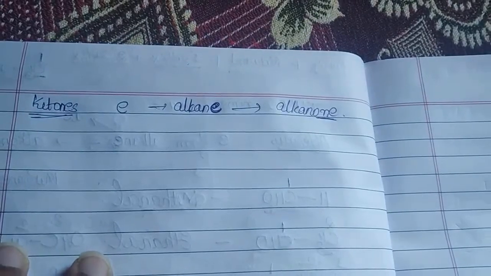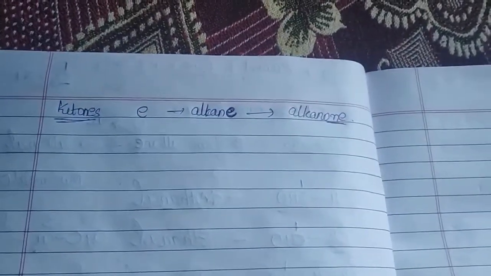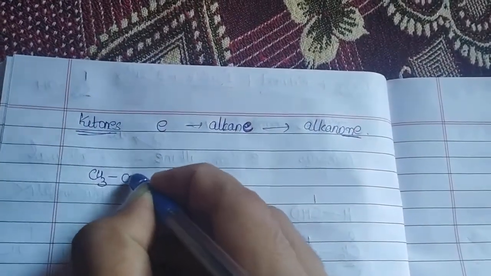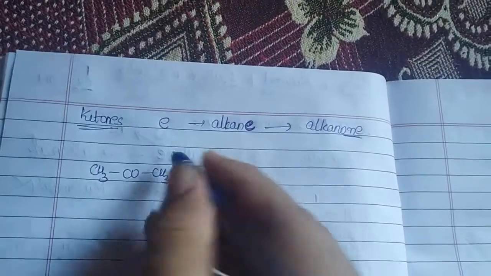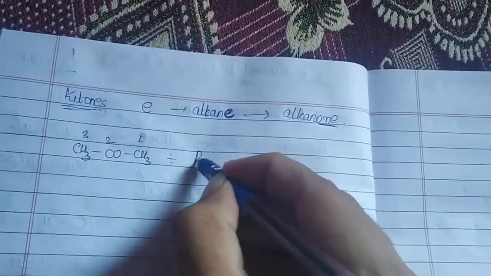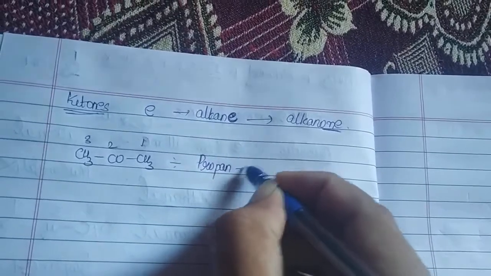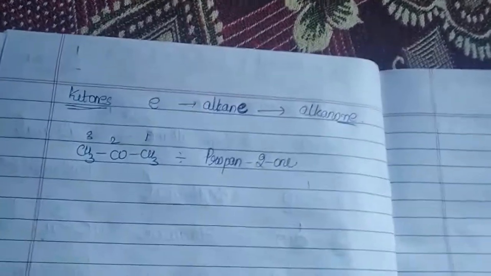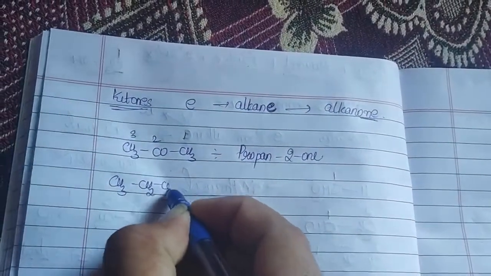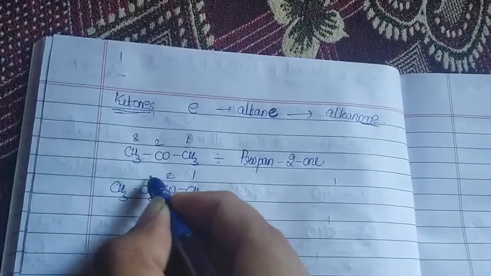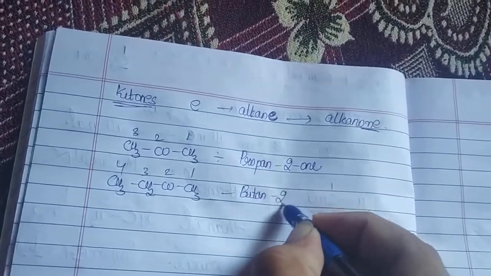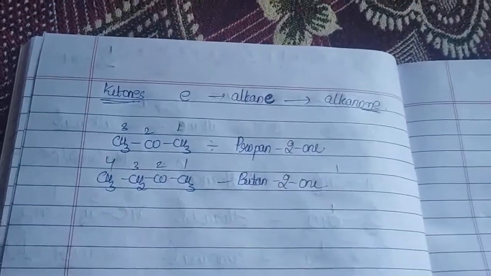So let us have certain examples. Basically let me choose an example, CH3COCH3. Of course 1, 2, 3. So how can you write it? Propan-2-one. Yes or no? Similarly, if I choose CH3, CH2, CO, CH3, 1, 2, 3, 4. So what can you write? Butan-2-one. Getting my point? Okay.